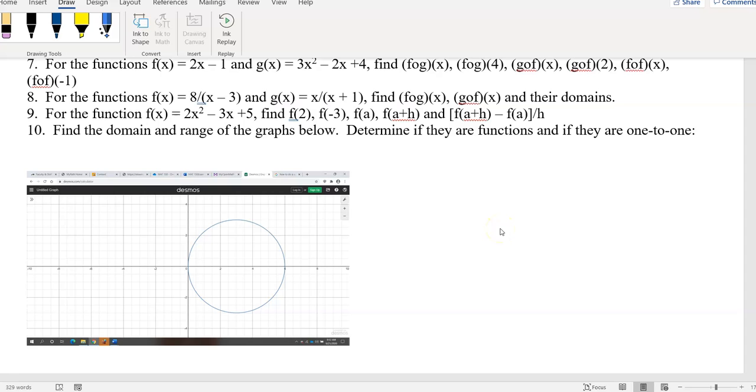Okay, so I'm going to do number 10 right here on the review sheet. We want to find the domain and range of the graphs that we have and determine if they're functions. Let's notice first of all that this graph, let me turn on my draw feature, does not pass the vertical line test. The vertical line goes through it twice, so it's not a function.